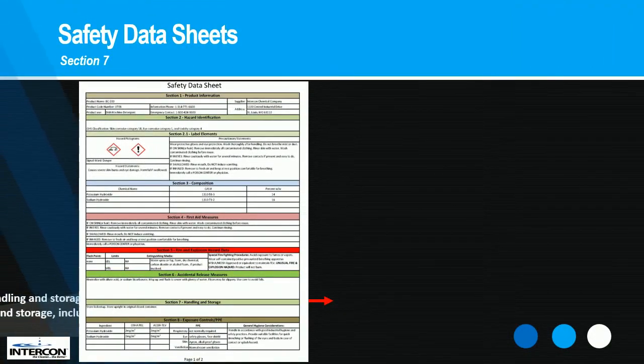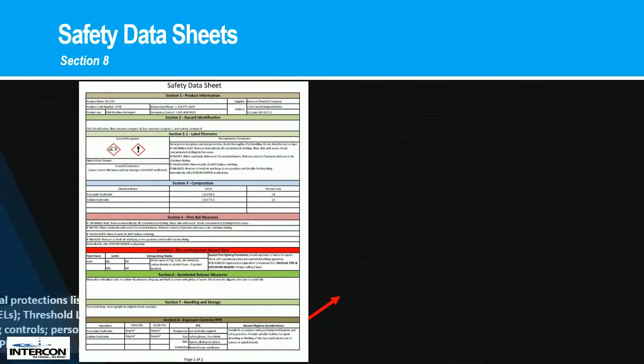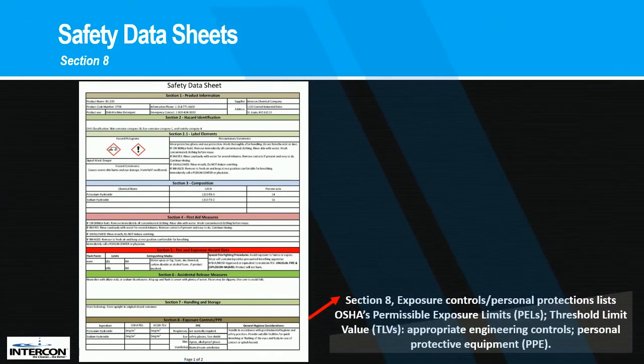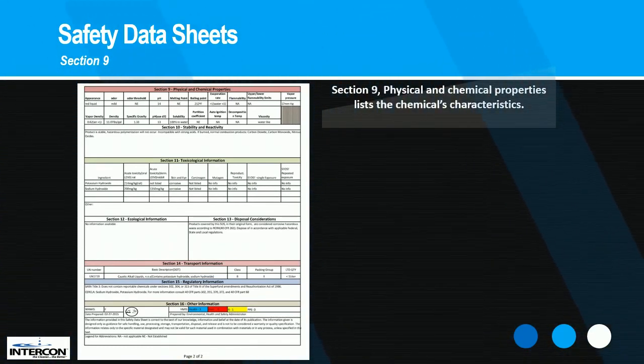Section 7. Handling and storage lists precautions for safe handling and storage, including incompatibilities. Section 8. Exposure controls, personal protection, lists OSHA's permissible exposure limits, PELs, threshold limit values, TLVs, appropriate engineering controls, personal protective equipment, PPE. Section 9. Physical and chemical properties lists the chemical's characteristics.